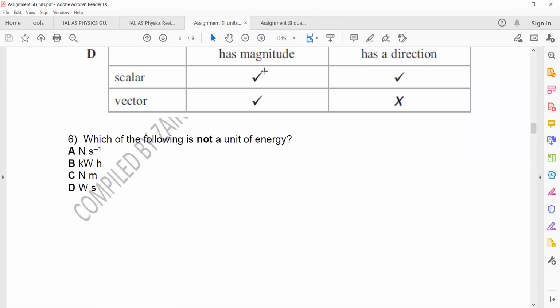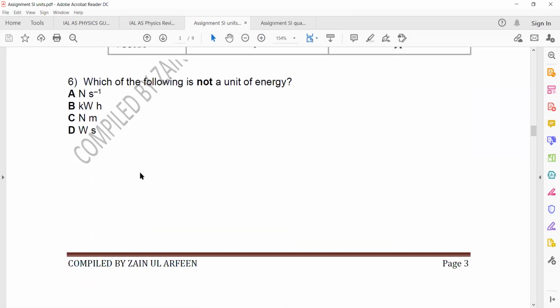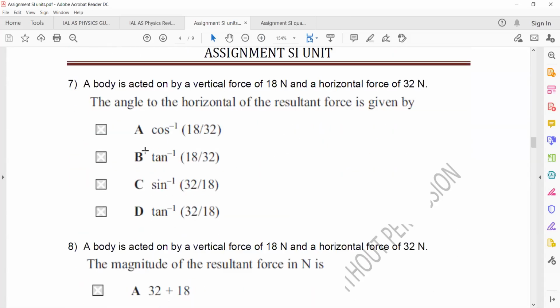Which of the following is not a unit of energy? Leave this part because it's related to the energy topic. Now, a body is acted on by a vertical and a horizontal force. So basically you have a horizontal force and a vertical force. The horizontal force is 32 and the vertical force is 18.